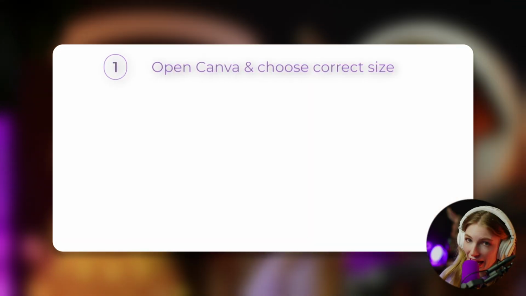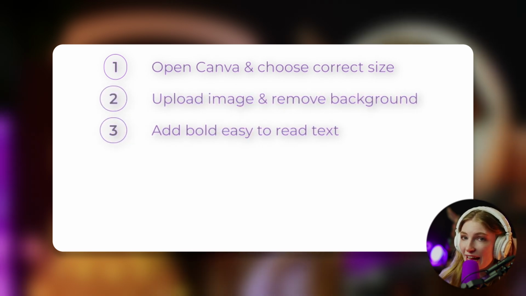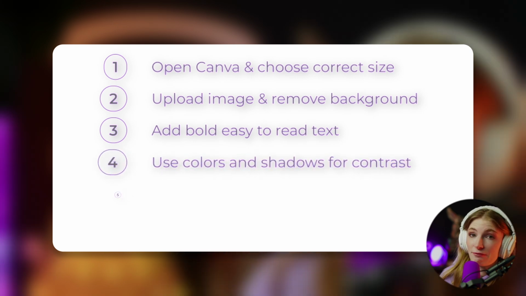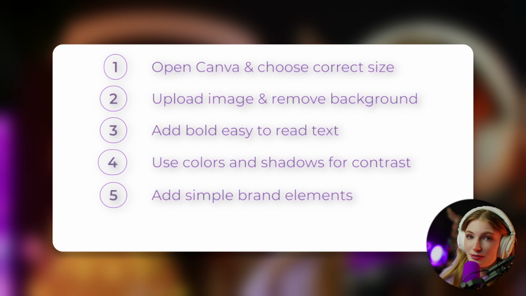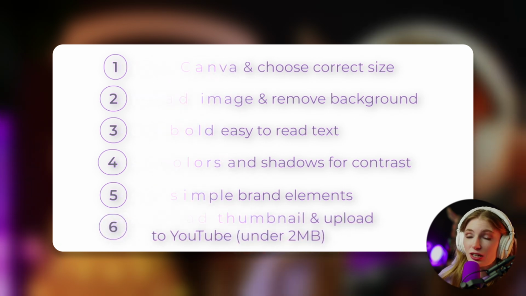Now to recap, Step 1, open Canva and choose your YouTube thumbnail size. Step 2, upload and remove your background from your image. Step 3, add bold, easy-to-read text. Step 4, use colors and shadows for contrast. Step 5, add simple branding elements. Step 6, download and upload your thumbnail to YouTube. Make sure it's under 2 megabytes.